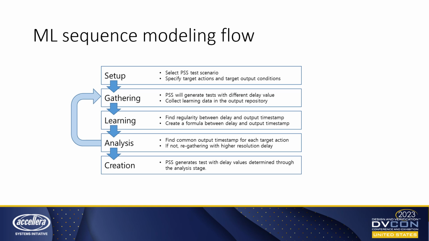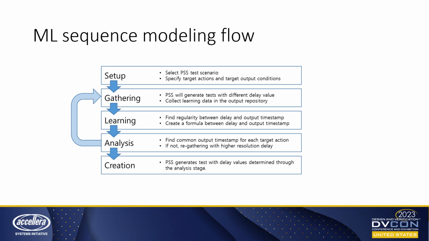Based on that linear equation, we move to the analysis flow. In the analysis flow, we proceed with the extended Euclidean algorithm, and we find the common simulation timestamp value that occurs at the same time for multiple hardware events.